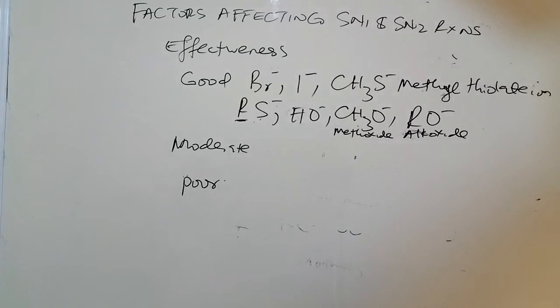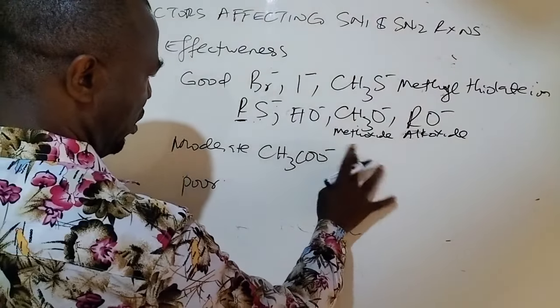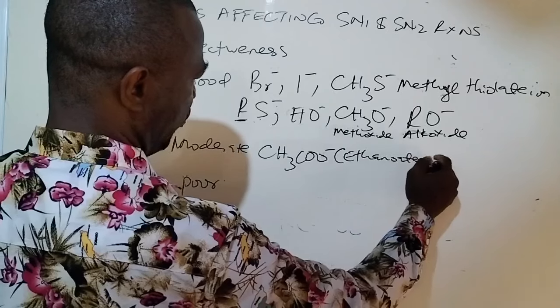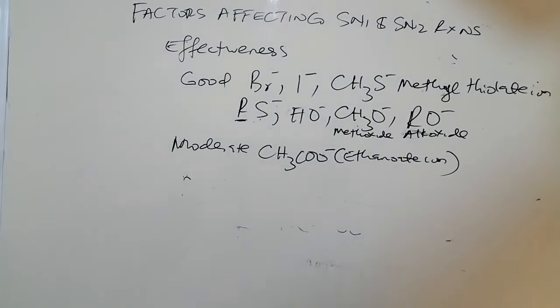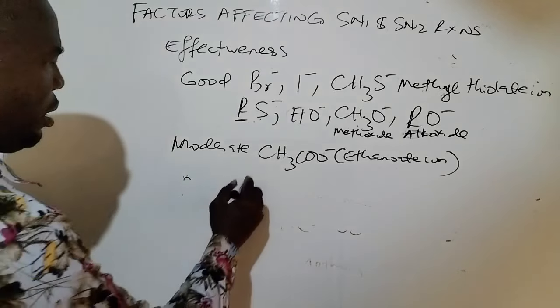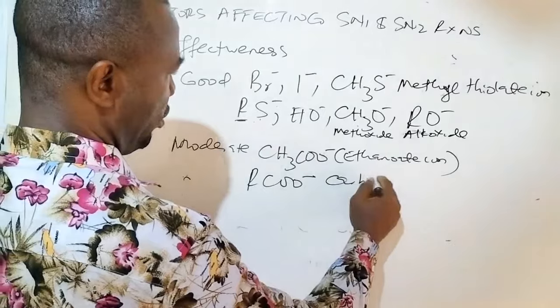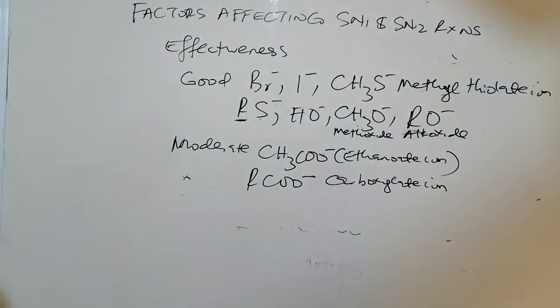We also have moderate nucleophiles. Moderate ones include the carboxylate ion, such as the ethanoate ion, which is a kind of carboxylate ion from ethanoic acid, an organic acid. Then we also have carboxylates generally, which are ions from organic acids. We also have the thiol.